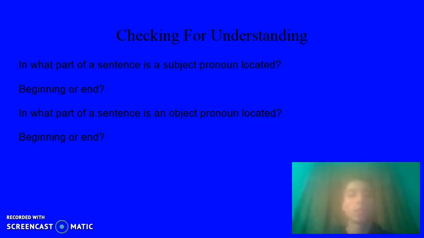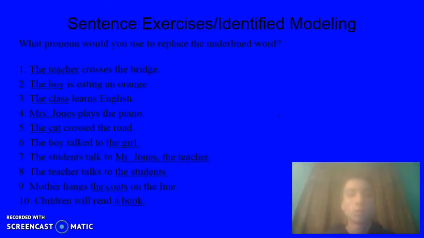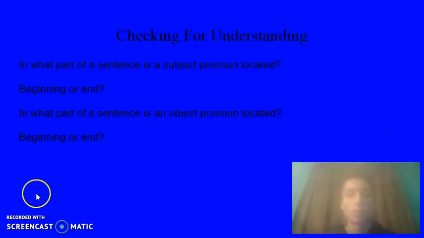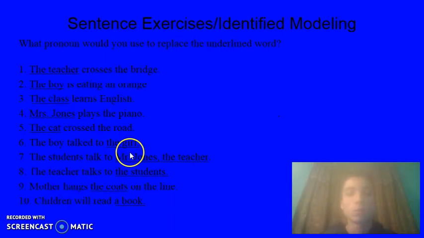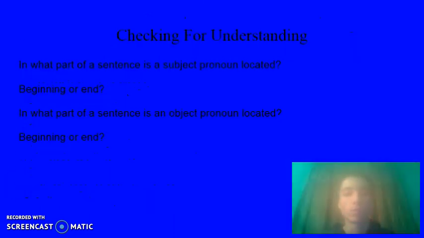In what part of a sentence is the subject pronoun located? In the beginning or the end? We can look at the example sentences to see that subject pronouns, as in sentence 1 through 5, or subject nouns are in the beginning of the sentence. And what part of a sentence is an object pronoun located, beginning or end? If we look at the example sentences, we see that object pronouns are at the end of the sentence, as in sentence 6 through 10.